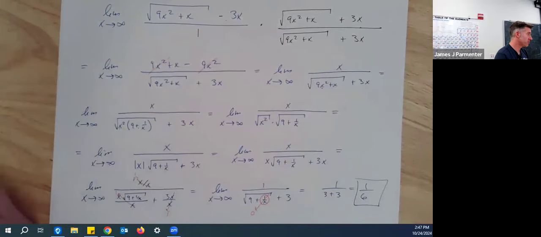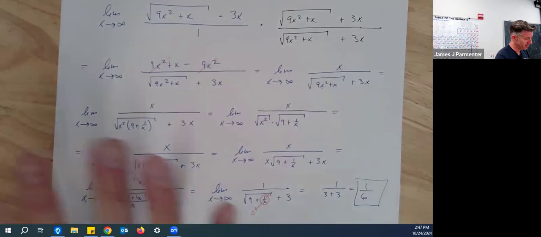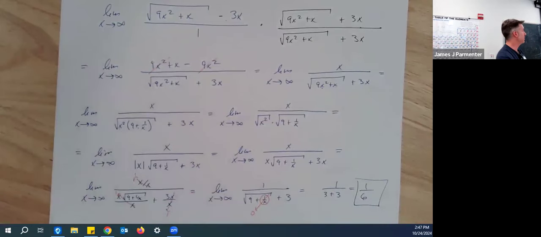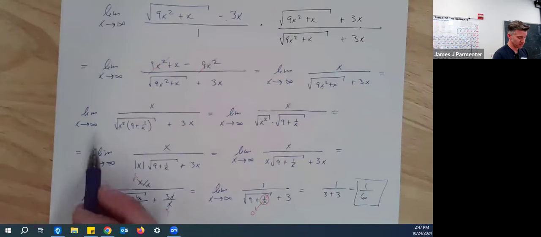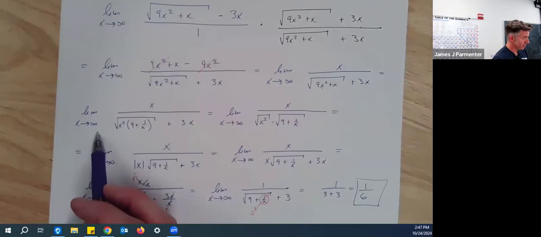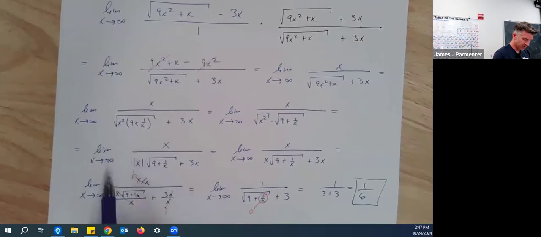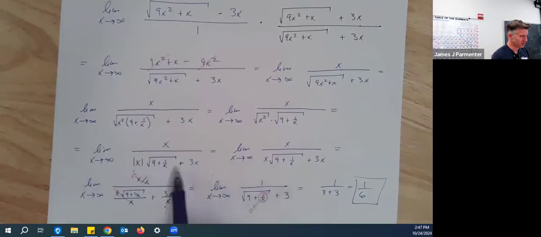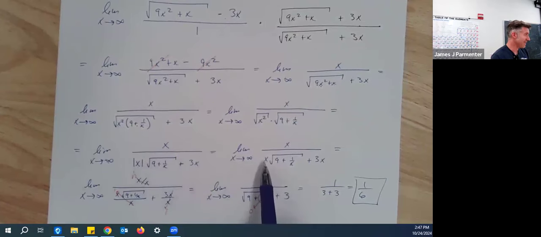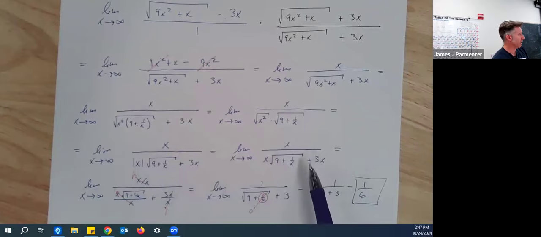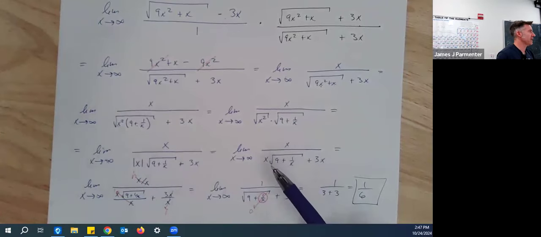Kind of terrible. One second, I'm going to say one more thing. I will point out, although I don't see this in the textbook at all, that if this happened to be a limit as x was approaching negative infinity, if x was negative instead of positive, then from this step to this step, the absolute value of x would actually turn into negative x, not positive x. I don't think you're going to see that, but I would be remiss if I did not say it.